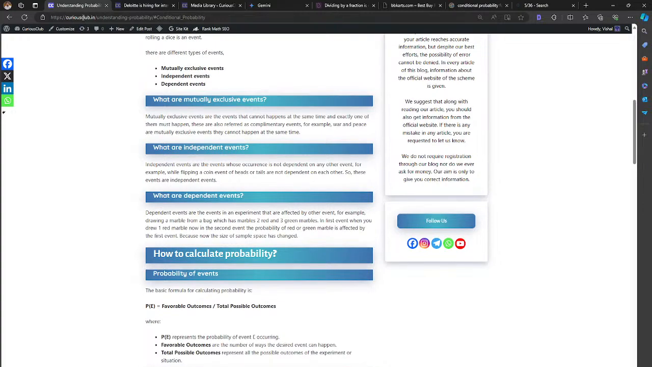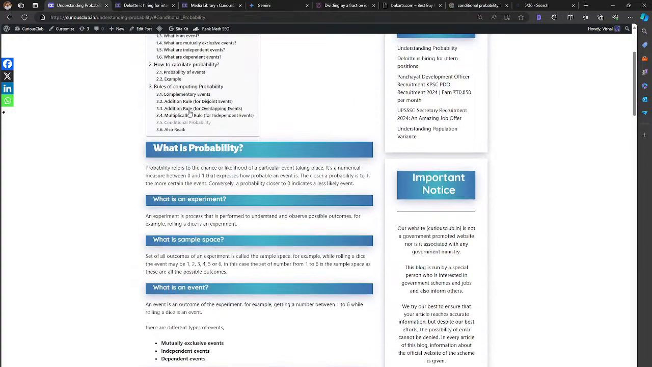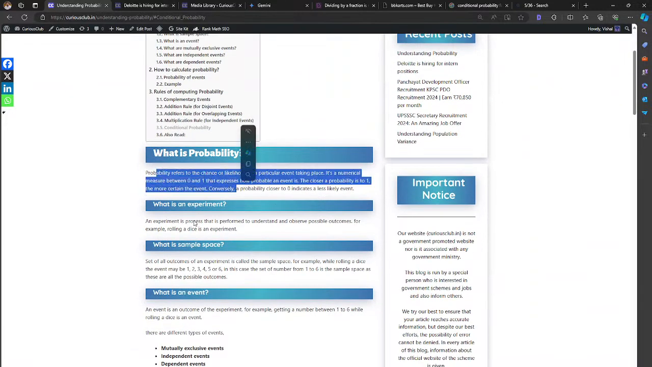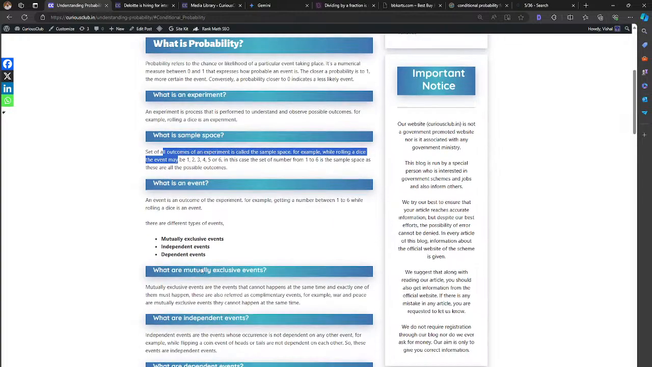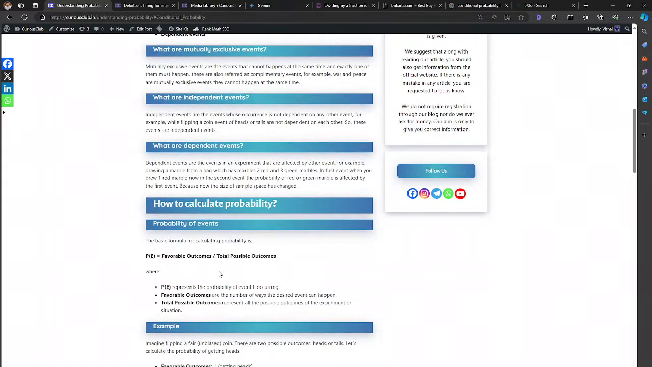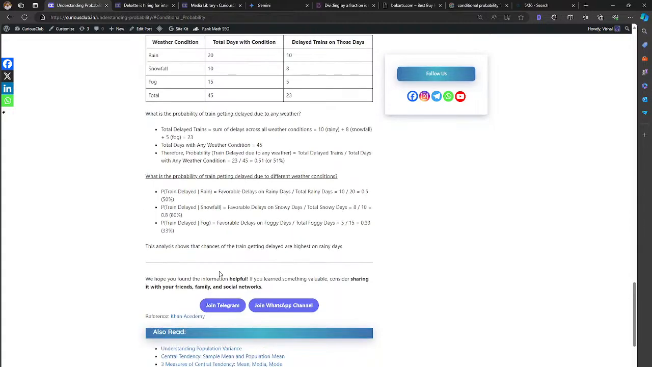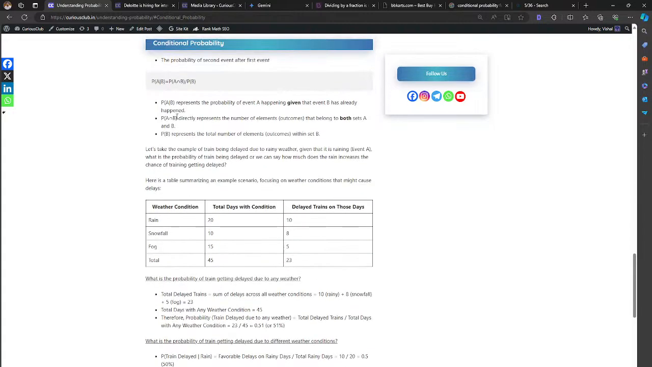If you are not aware of how to calculate probability and everything, you can refer to this article. It is available on my website CuriousClub.in. I have explained in detail what probability is, what sample space is, what an event is, and everything. So I'll stick to conditional probability for this video.